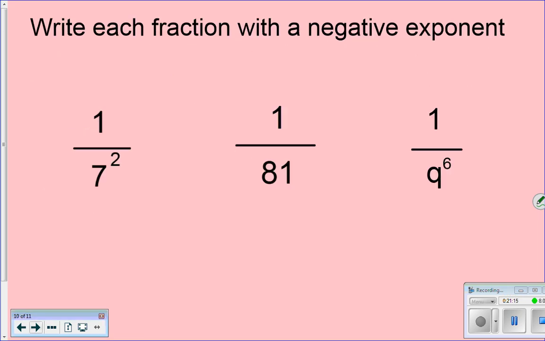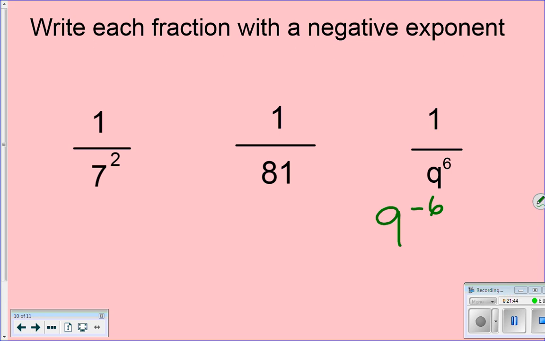Does anybody have questions for me? Let's do one more. Write this in negative exponent form. It's a Q. So you're just going backwards here. What do you think, Evan? Q to the -6. Nice job. We didn't do this one.